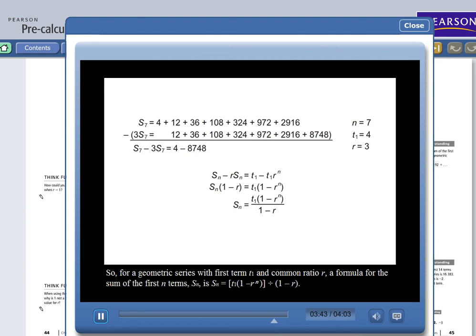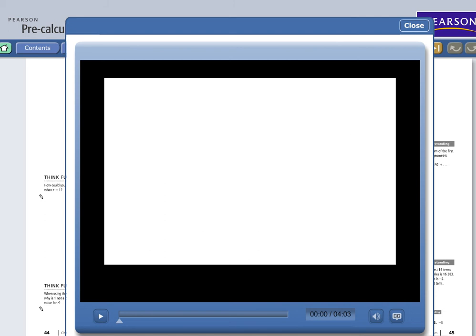So, for a geometric series with first term T1 and common ratio r, the formula for the sum of the first n terms, Sn, is Sn equals T1 times 1 minus r to the power of n divided by 1 minus r.